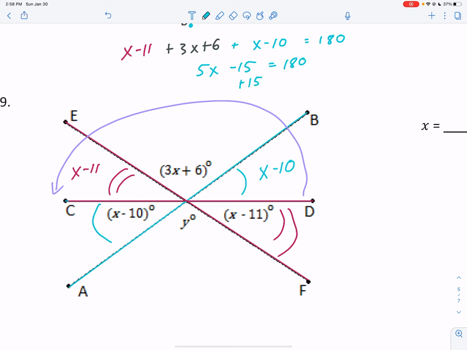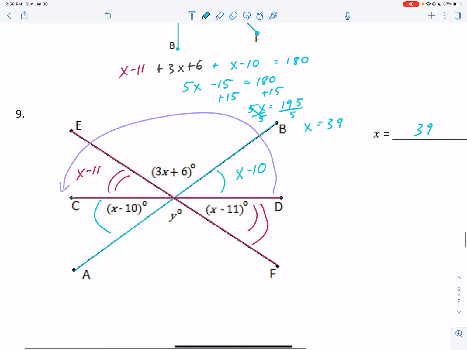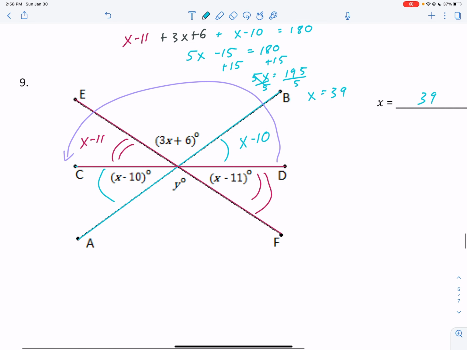Add 15 to both sides to get 5x equals 195. Divide both sides by 5. To get x must be equal to, goes in there 3 times, 39 degrees. Oh wait, y'all do that arithmetic to confirm my numbers. So we figured out x. We still have a little bit of a problem with y.